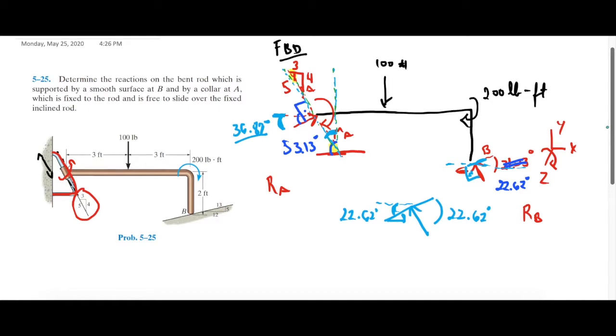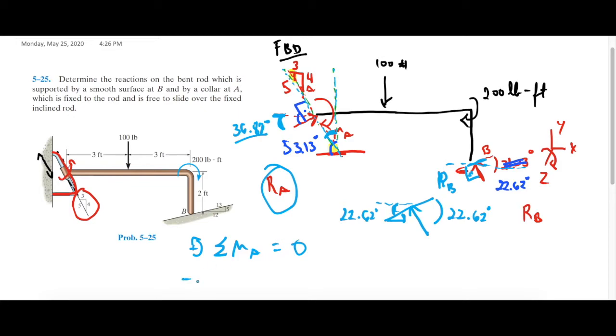So the geometry is a little bit of the tricky part on this, and understanding the reactions, right? So here we go. We're still calling this guy RA, and we're still calling this guy RB. Okay? So let's do that. First thing that I want to do is sum of the moments about A. Okay? Equals 0, statics.